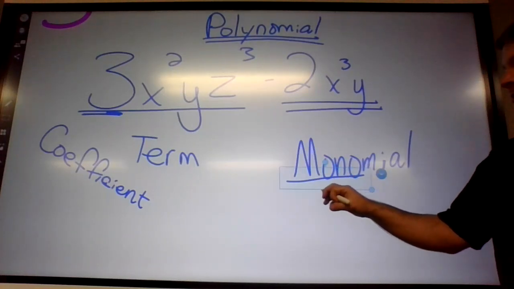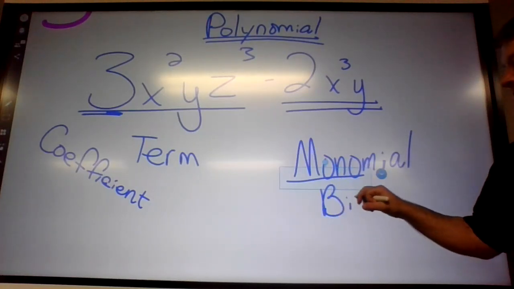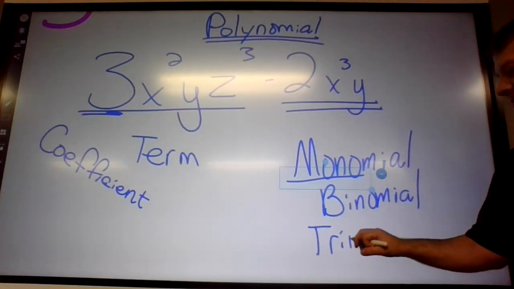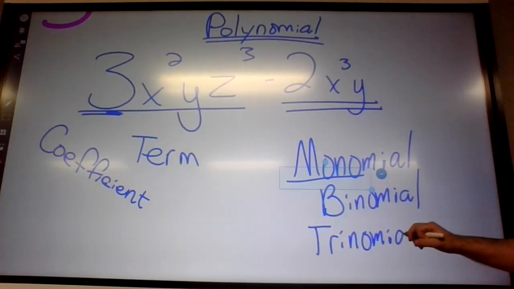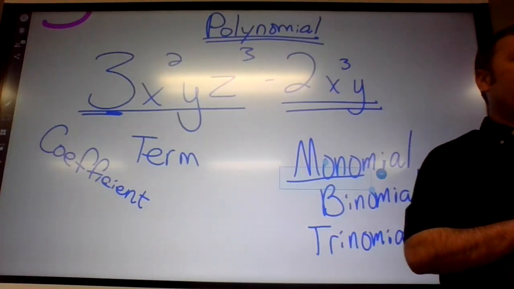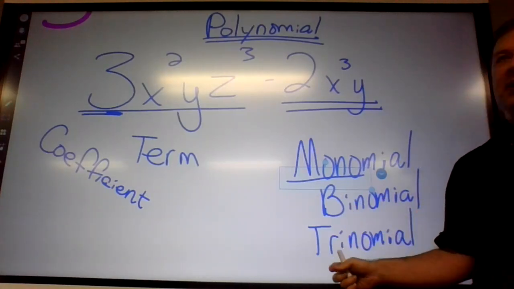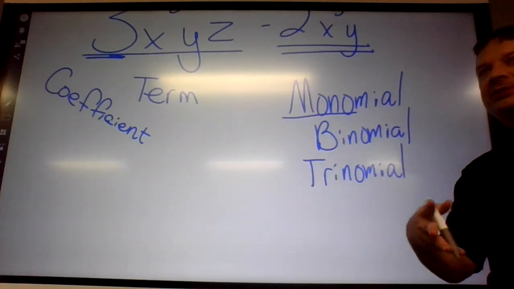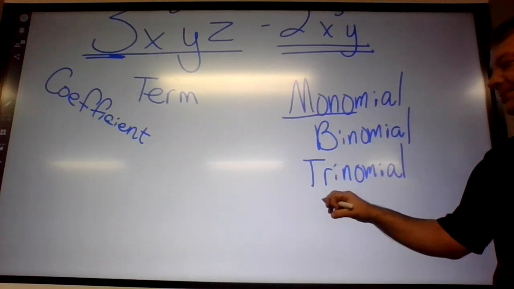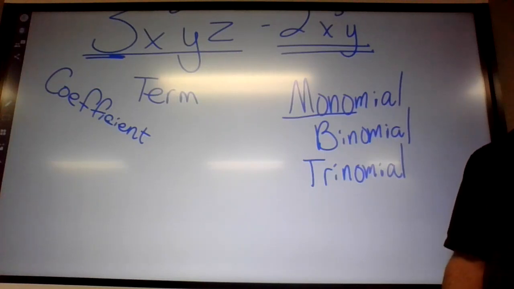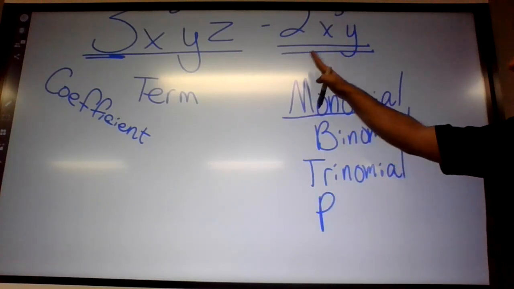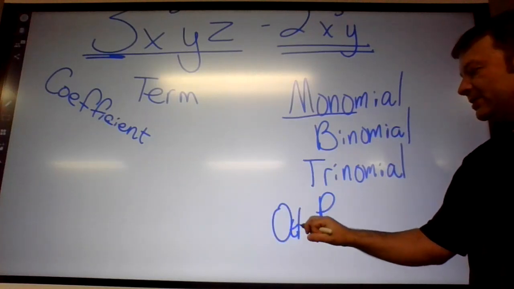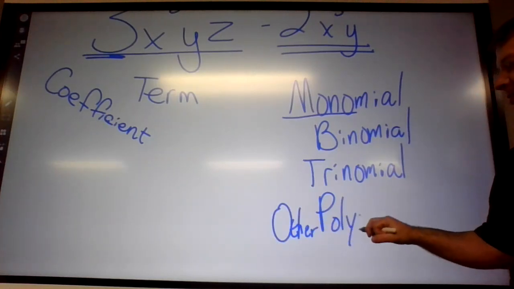What do you think 2 is going to be? Binomial. 3 is going to be trinomial. Okay, they didn't make a name for 4 terms. So it's not quadnomial. If there are 4 terms, it's just another polynomial. So should we write down other polynomial? The book wrote down polynomial. Technically all of these are polynomials, though. But it's just like some other kind. So they don't have names for anything past 3.